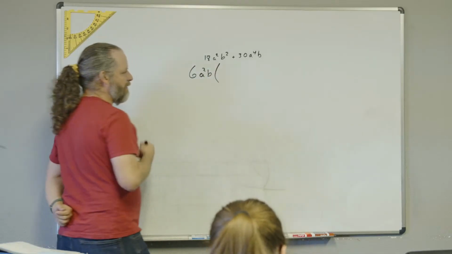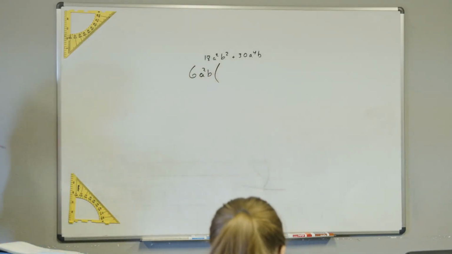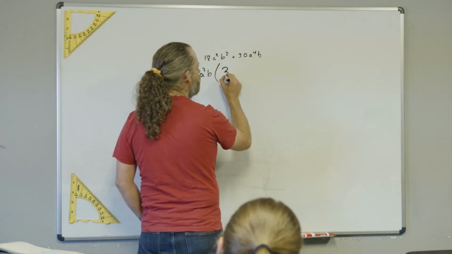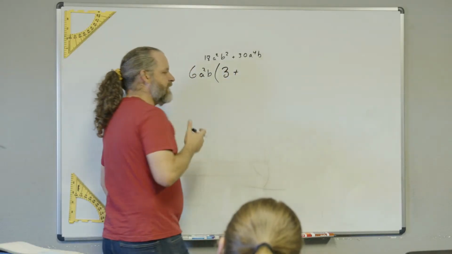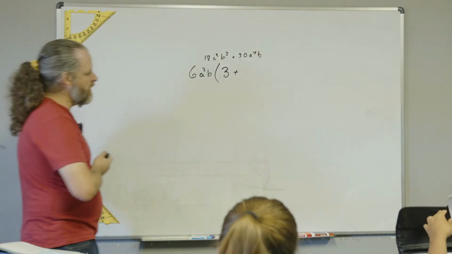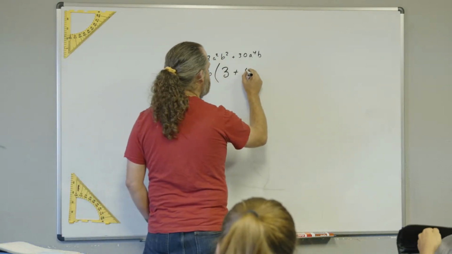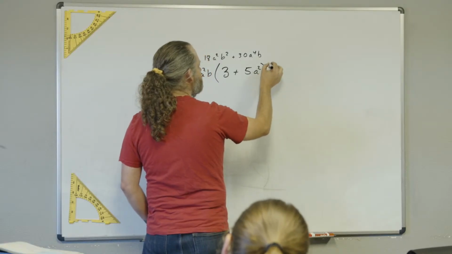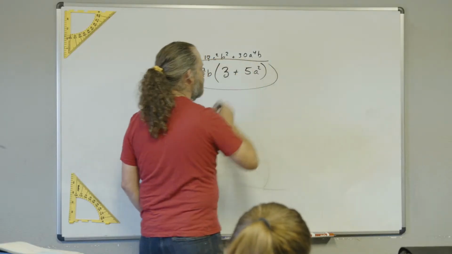So once we do that, we write down what's left. So when I take a 6a squared b out of the first term, what's left? 3b. When I take a 6a squared b out of the second term, what is left? 5a squared. 5a squared. And there it is.